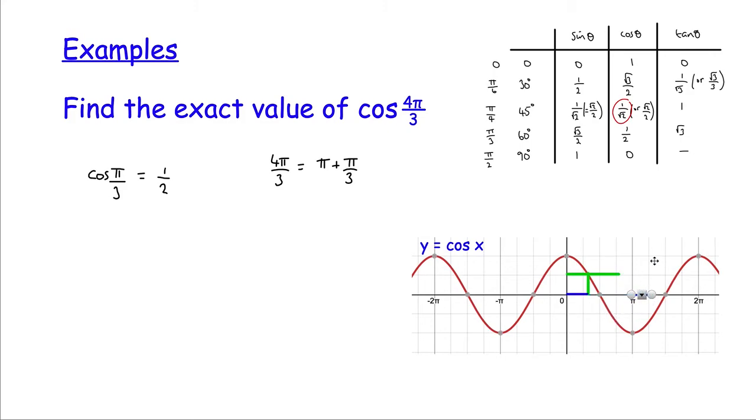Here. So we're after that value. And to me that looks like minus a half. But shall we check? Why is that definitely going to be minus a half? Well, it's going to be minus a half because we have a rule.